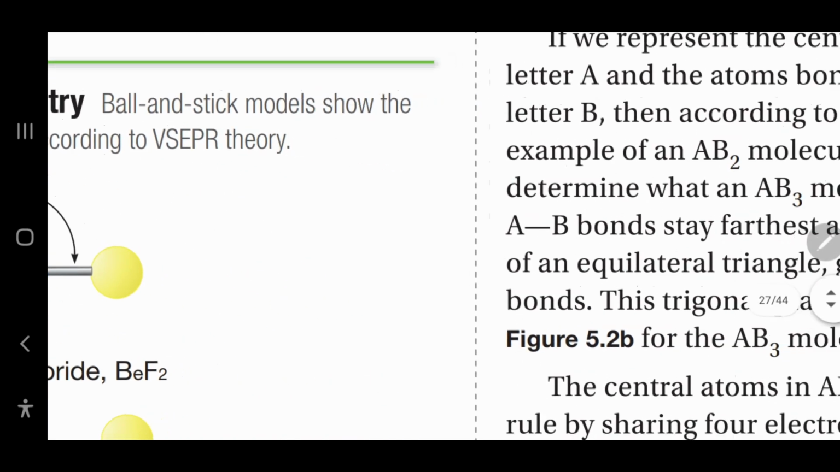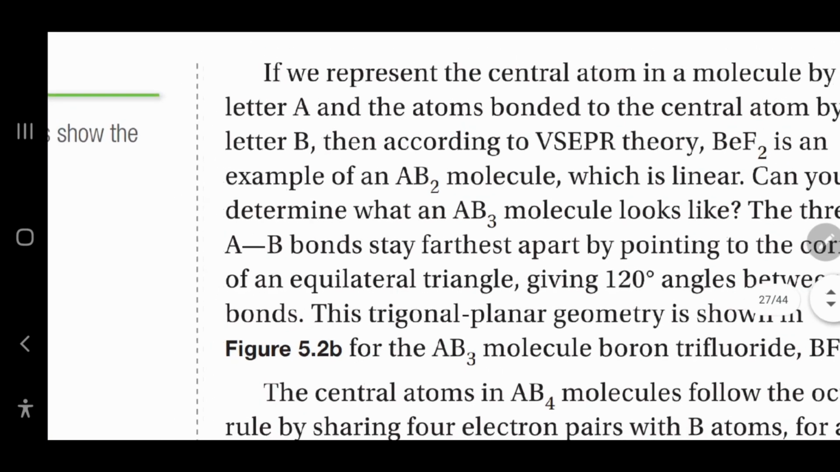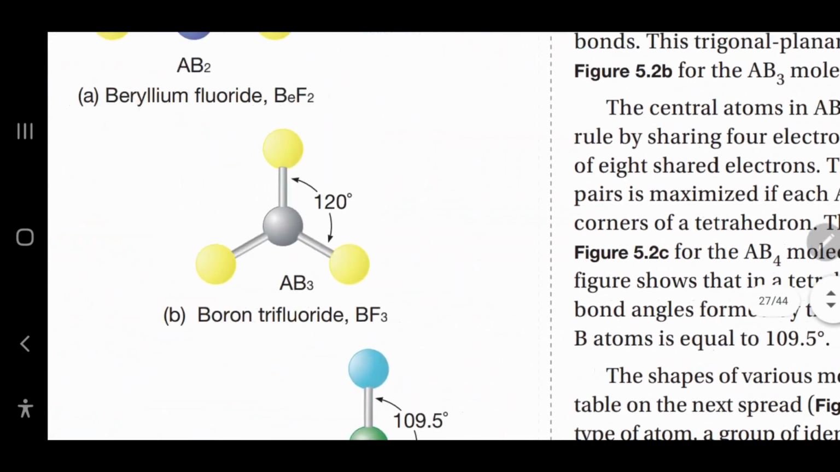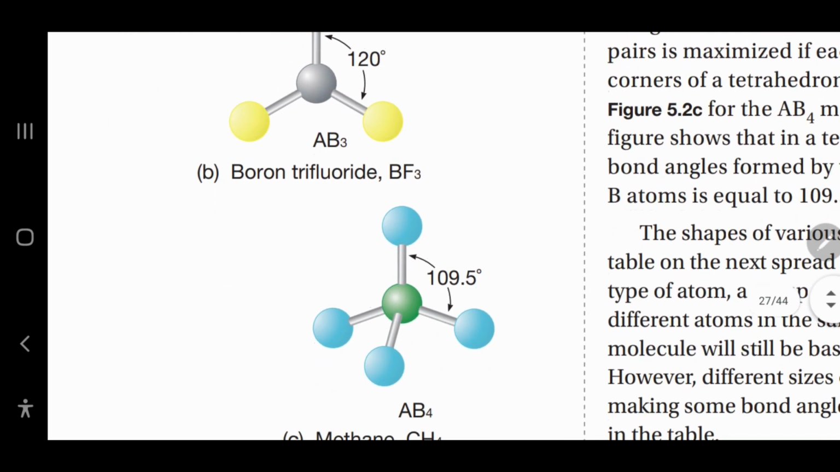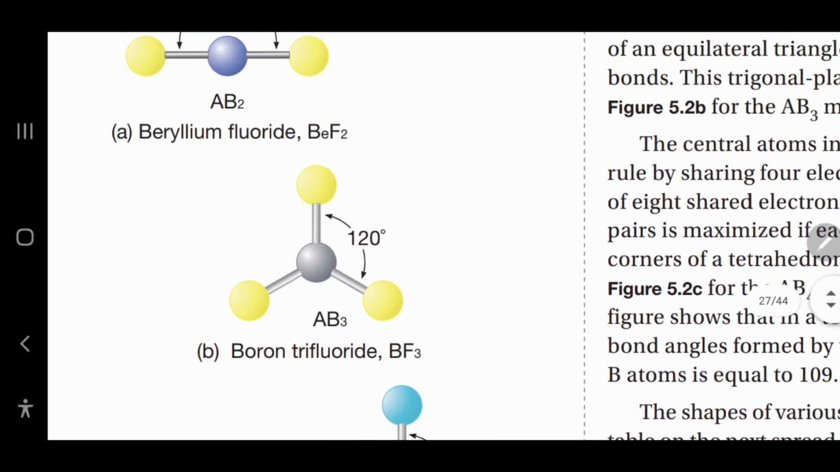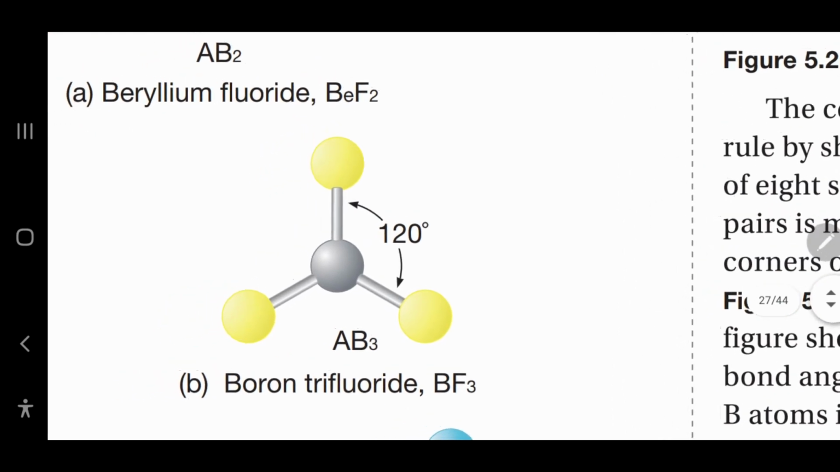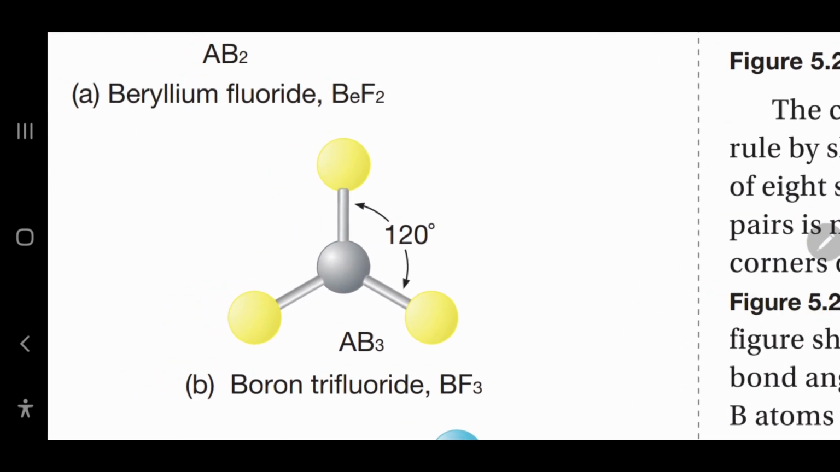What about another compound, for example, BF3, as you can see here. As we said before also, B is an exception and it will not fit the octet rule. It will be enough for it to be surrounded by 6 electrons.